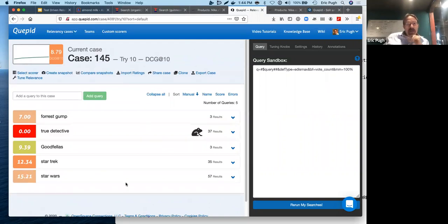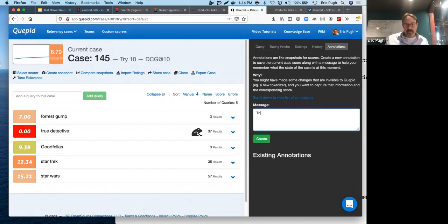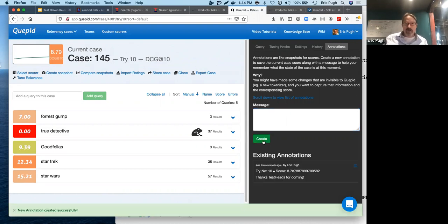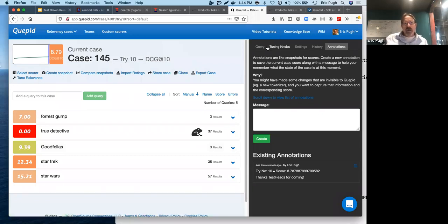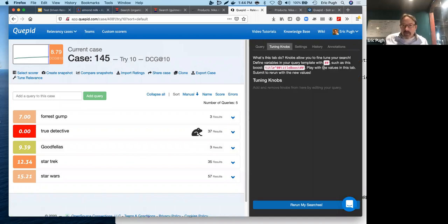So yeah, that's how we use Cupid in a nutshell. Cupid keeps a history, so I can go back and look at previous attempts. I can put an annotation in. Thanks, TestHeads, for coming, right? So if I'm making changes to my search engine outside of Cupid, I can put that in there and track it. I can do things like, let's make a variable, pound, that's it.